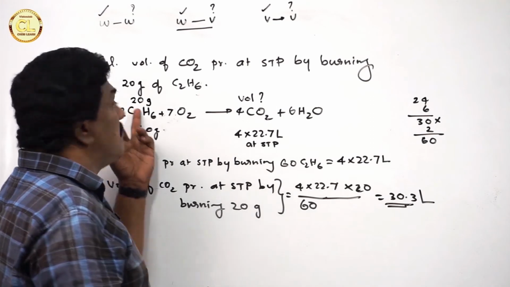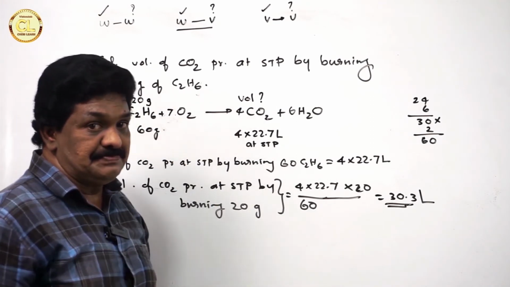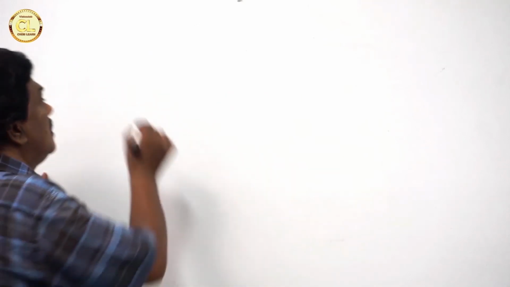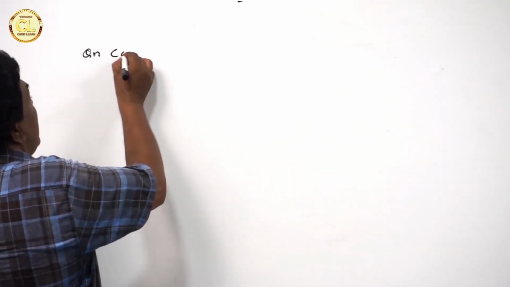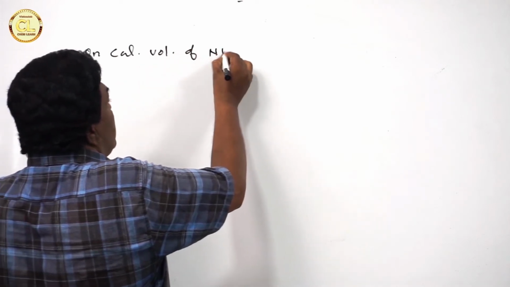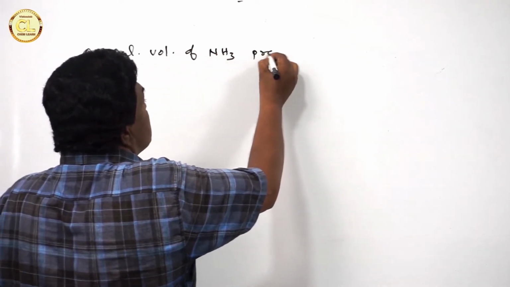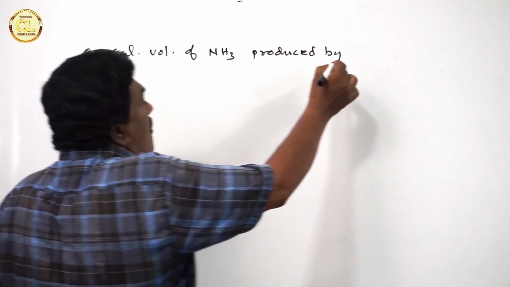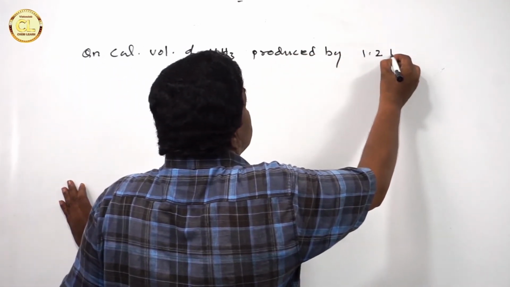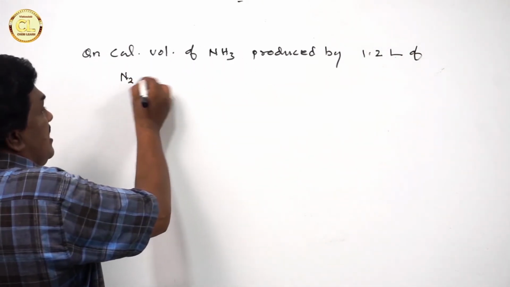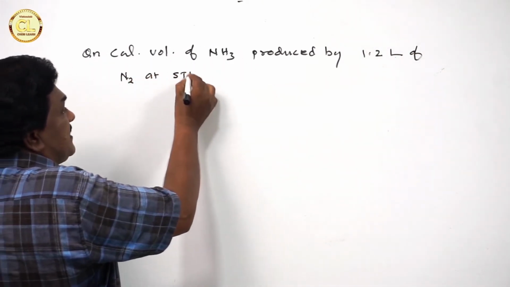This is the mass-volume relationship. Calculation based on volume-volume relationship. Question: Calculate the volume of ammonia produced by 1.2 liter of dinitrogen or nitrogen at STP.